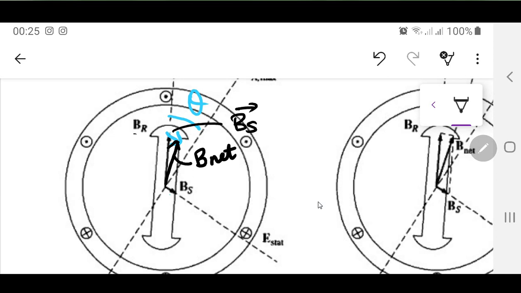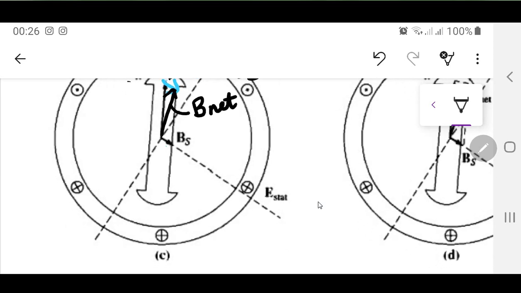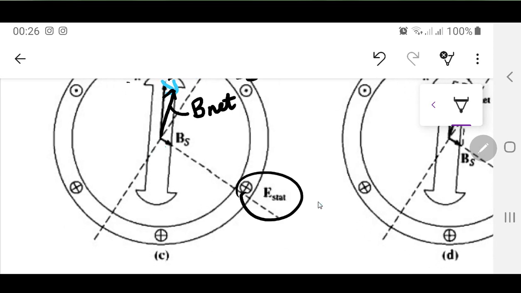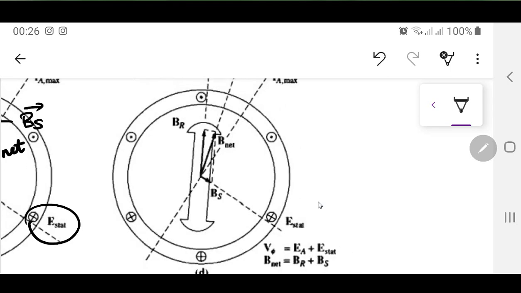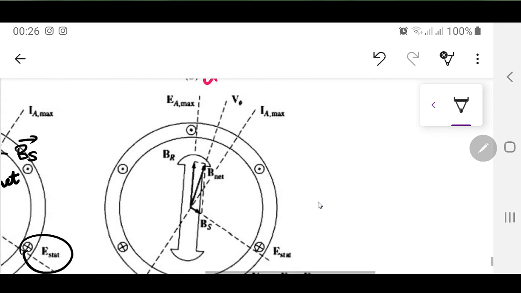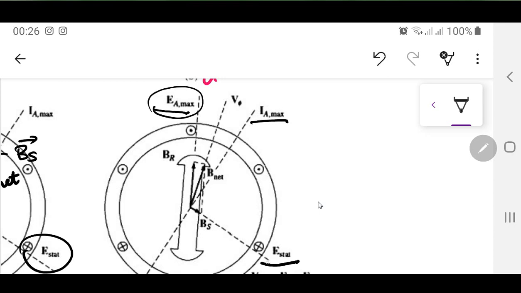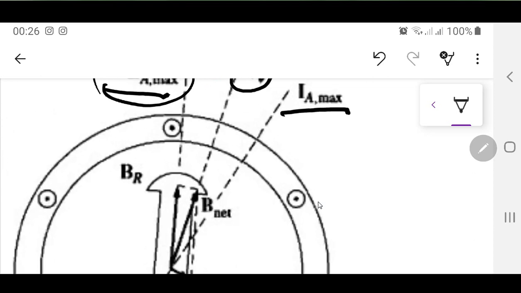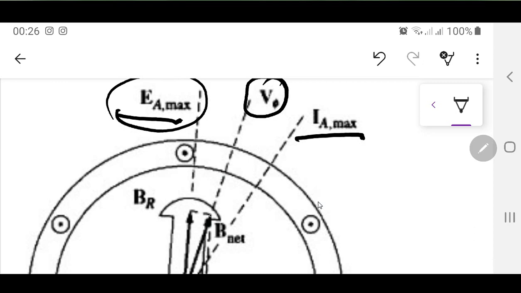Now this is by the magnetic field addition over there, but if you want to go by EA and E stat, with this BS you have this E stat over there, which is called with the subscript stat, because this is induced inside the stator. This is the same diagram over here. If you can see in this diagram, you have your EA max over here, you have your IA max over here because of the load, then you have your E stat over there, and when you have this EA plus E stat, you have your V phase over there. And if I zoom in over there, this V phase is exactly in phase with this B net.